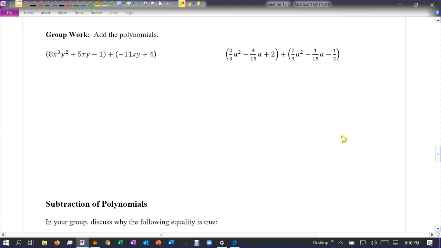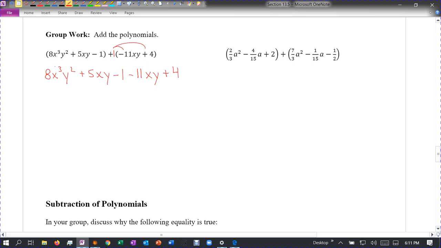Okay, opportunity here to do these problems. I'll give you a moment. Okay, here's what we're going to do. Rewrite this and distribute a 1 through here. So we get minus 11xy plus 4.